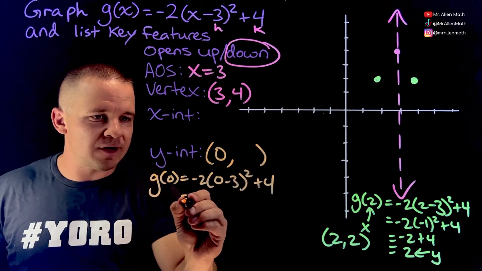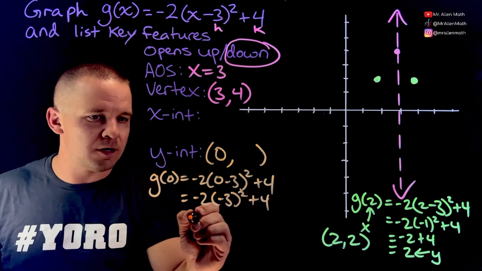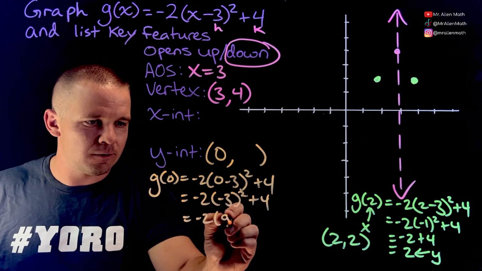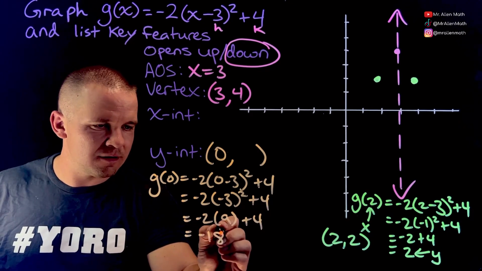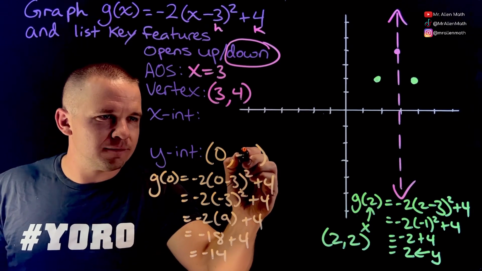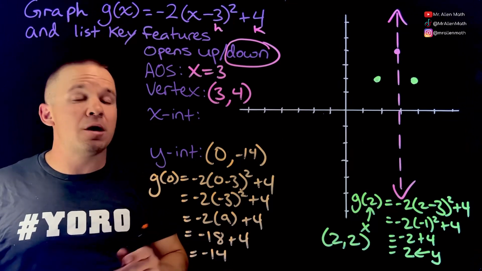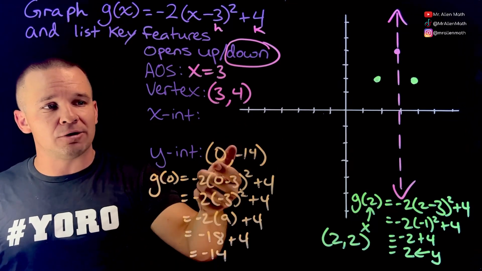All right? So I've got -2, and then we've got -3 here squared, plus 4. So we've got -2. What's -3 squared? That's 9, plus 4. So this is -18 plus 4. It's going to be -14. So there we go: (0, -14). That's way down here, so I'm not even going to plot that one. But we are able to get that y-intercept. We did so by plugging in 0 for x.